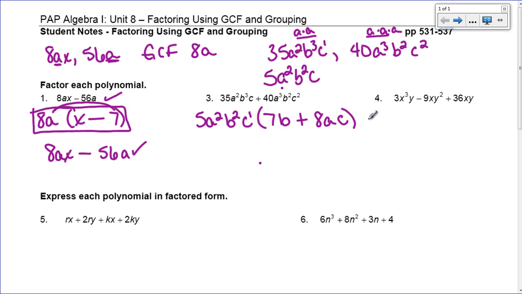So if I multiply those two things together, double distributive property, I'm going to end up with that original problem that I got. And you can go back and check it if you want. So let's do number 4. So let's talk about the greatest common factor.